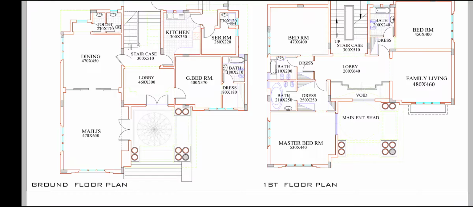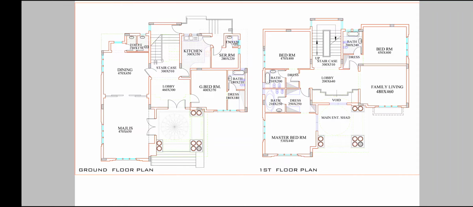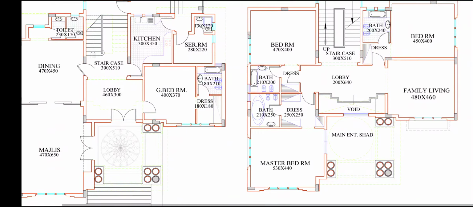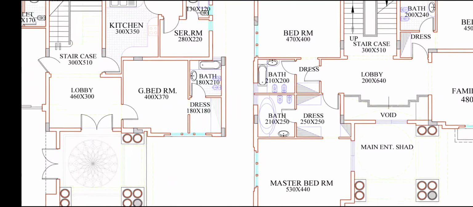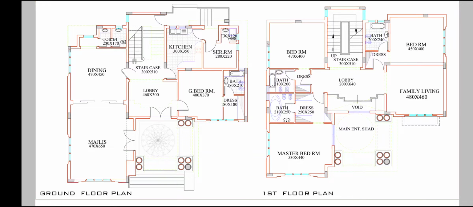The first floor plan has 3 bedrooms, and the ground floor plan has 1 bedroom, kitchen, servant room, lobby, big dining, big hall, and attached common bathroom. So this floor plan covers the boundary area and is good for design and good for service, with a separate service room for the kitchen, the servant room. I hope you like this plan.